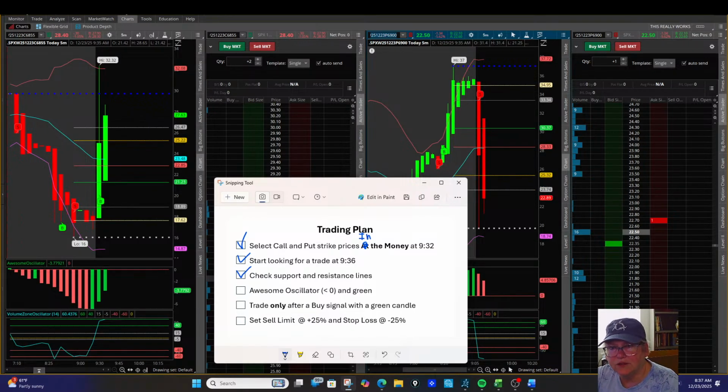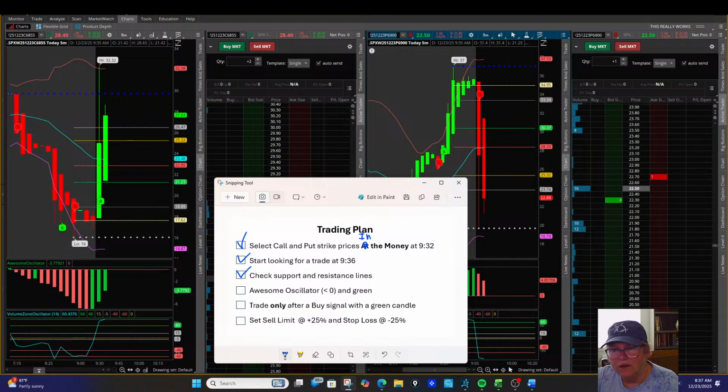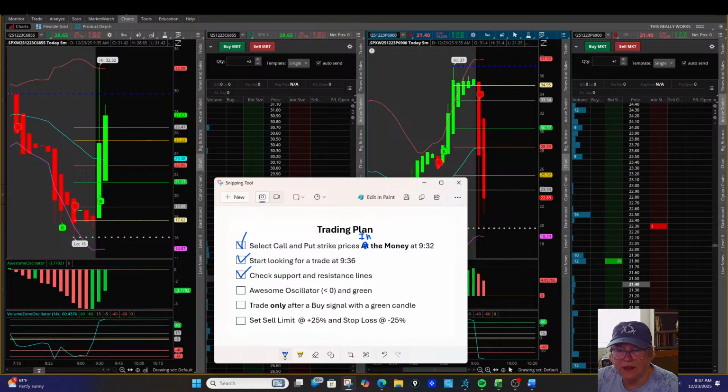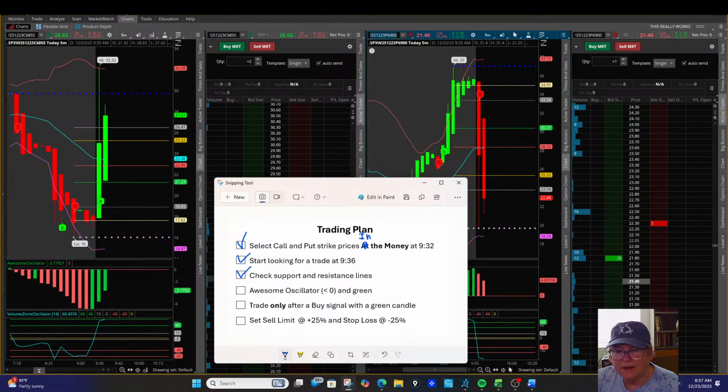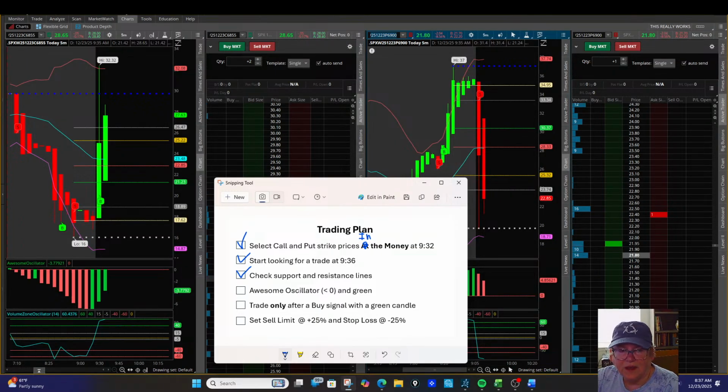My trading screen on Thinkorswim here is 5-minute Heikin-Ashi candles. I like the Heikin-Ashis because they're smoother and easier to trade to see trends. I use the Awesome Oscillator, and I'm looking for it to be less than 0 and green.